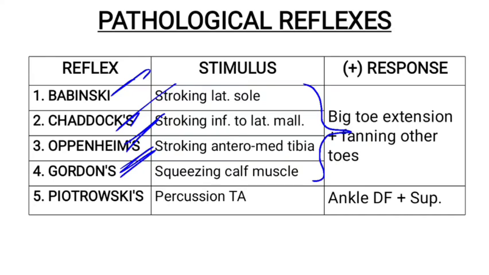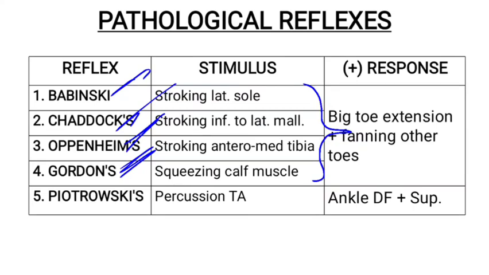For your Babinski, the stimulus is stroking on the lateral sole of the foot. For Chaddock's, that's stroking inferior to the lateral malleolus. For Oppenheim's, that's stroking on the anteromedial aspect of the tibia. And for Gordon's, that's squeezing of the calf muscle. All four of these, again, have the same response if they are positive, which is big toe extension and fanning of the other toes. So a positive result in any of these four reflexes could possibly indicate a pyramidal lesion.